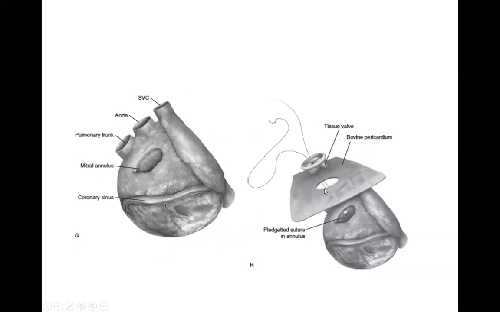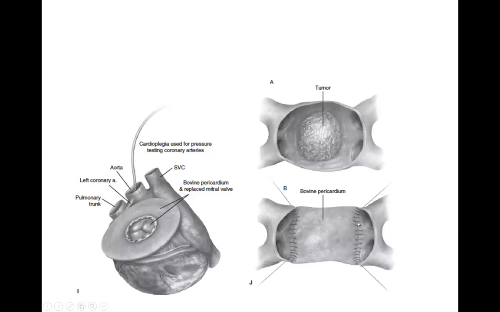Then you shape a big bovine pericardium. You make a circular hole, and then you start putting your stitches into the mitral valve annulus through the patch, through the valve. This is how it looks after you finish your reconstruction of the mitral valve and mitral valve annulus. Then this is the tumor in the back of the left atrium, so you resect this area.